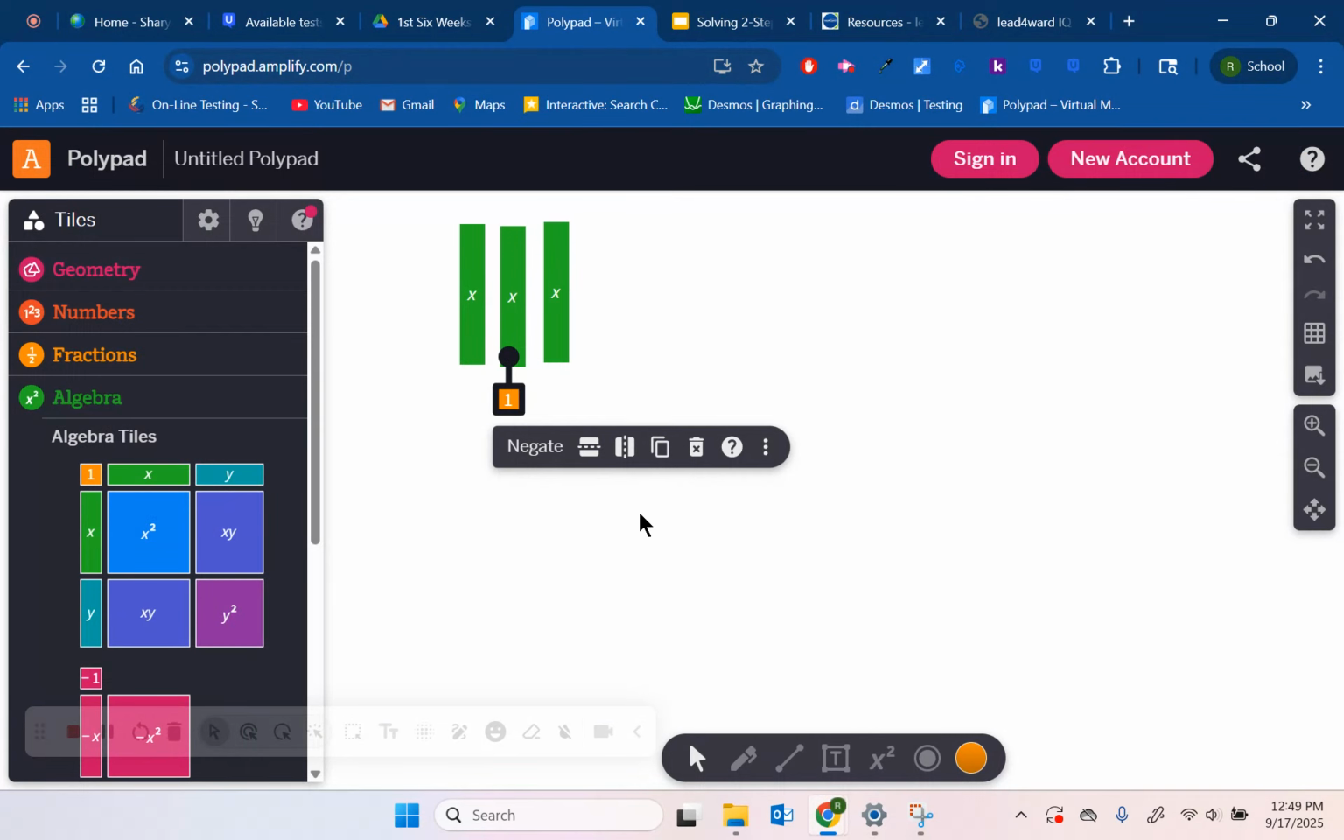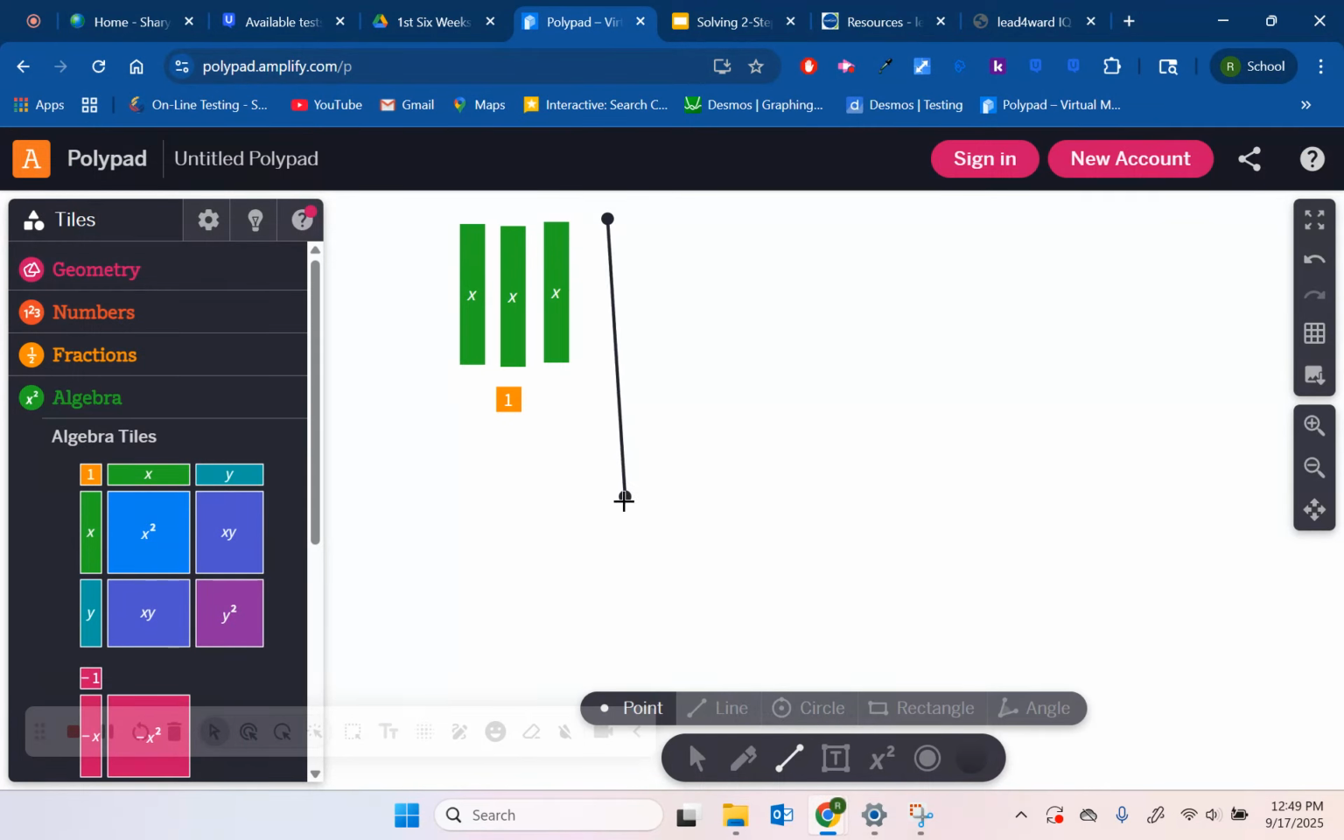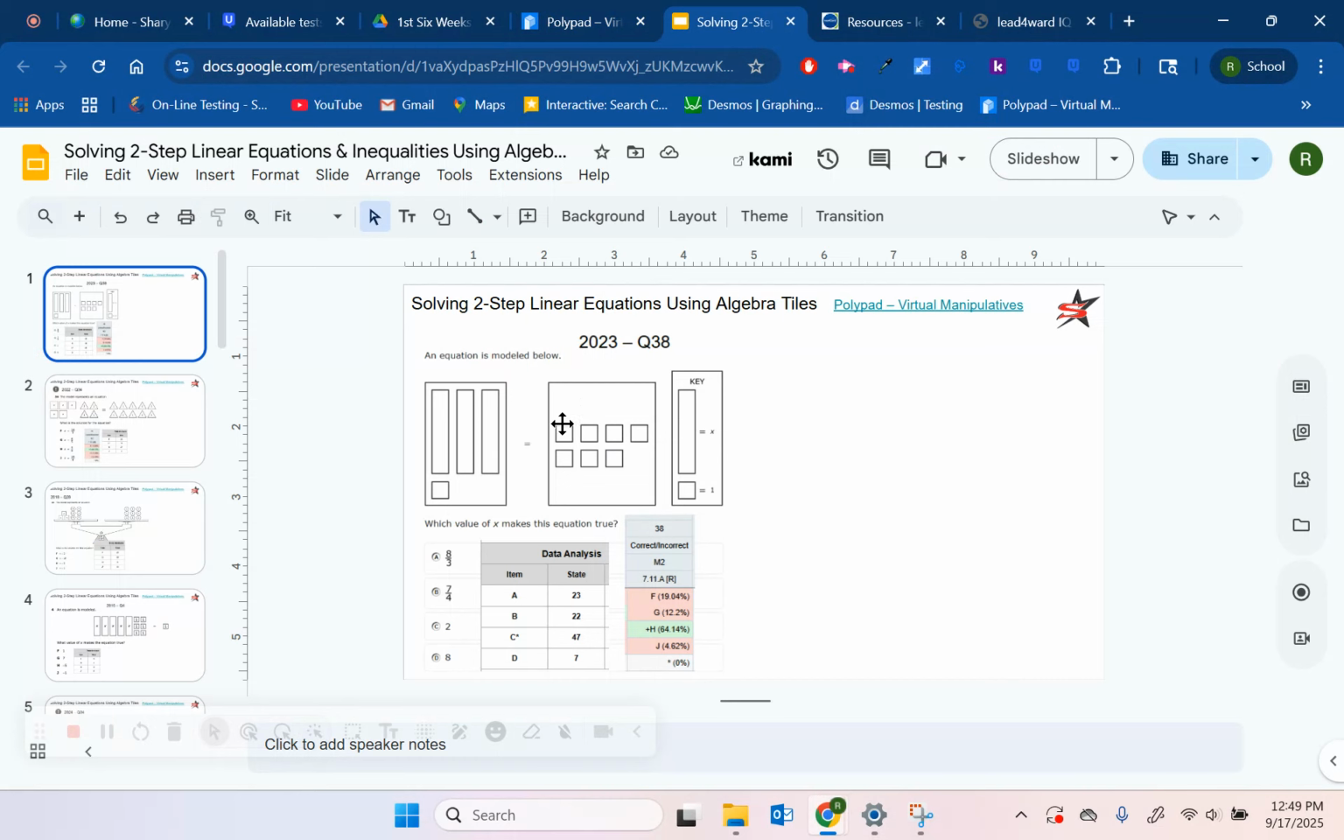Now, with the Polypad, we don't put the equal sign. We're going to put a little line, and this line separates everything. So this is our equal sign: this side equals this side on the right. Well, I see 7. 1, 2, 3, 4, 5, 6, 7, because these little guys each equal a 1. So there's 7 of them, so that's 7.